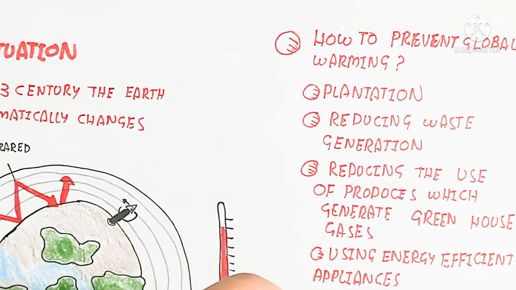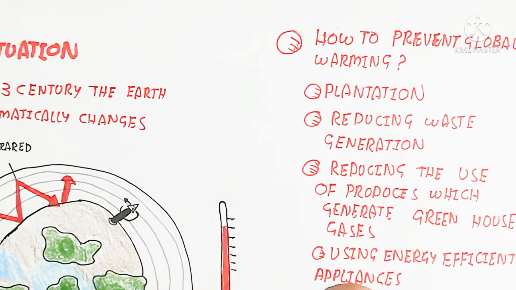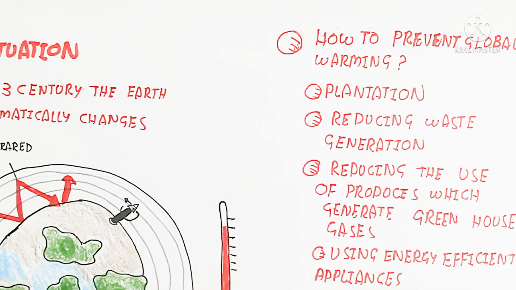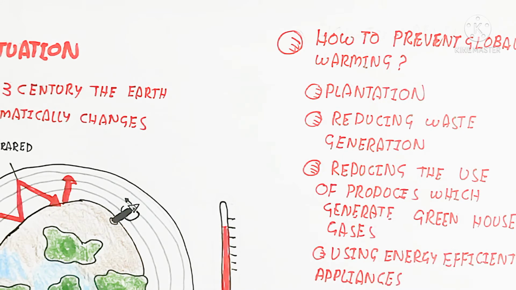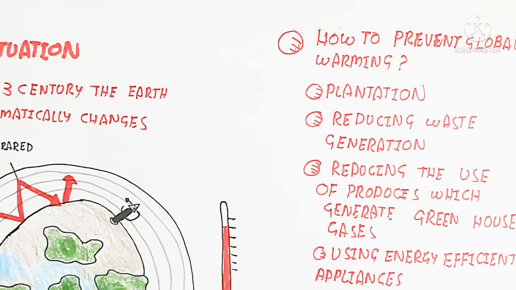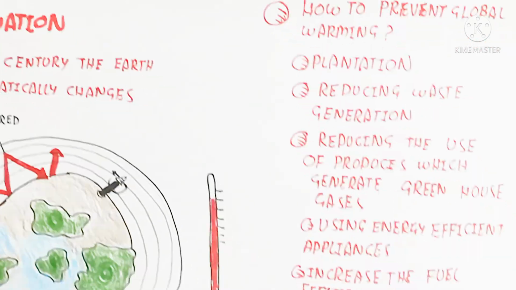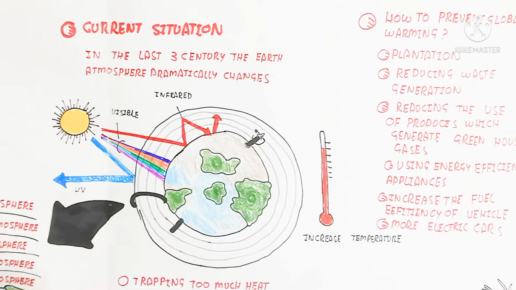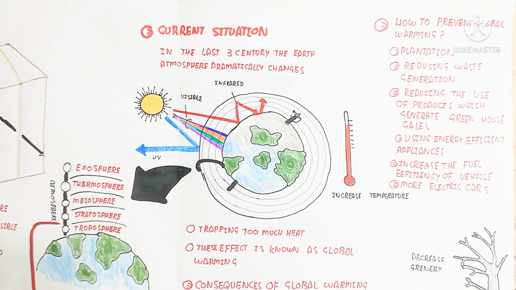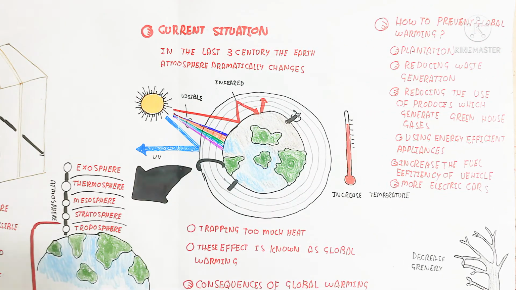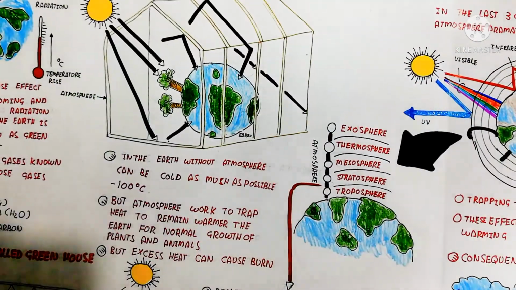Increasing the fuel efficiency of vehicles and using more electric cars can also be helpful. So that is what I am discussing about global warming. In the current situation, we should adopt activities which can decrease global warming. That is why we say that global warming is an effect of the increase of carbon dioxide, which traps radiation in the earth.